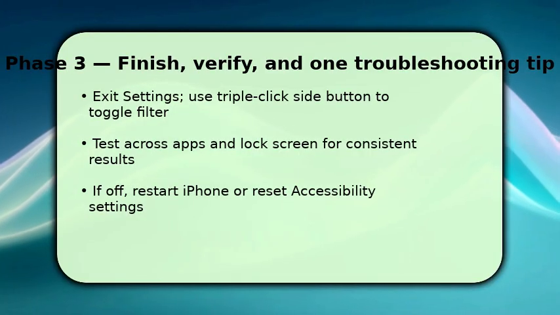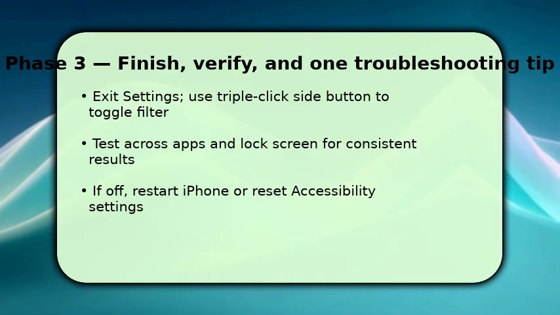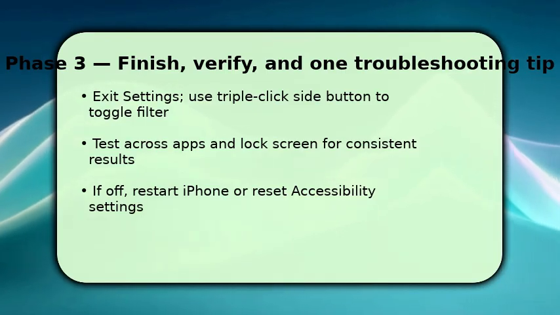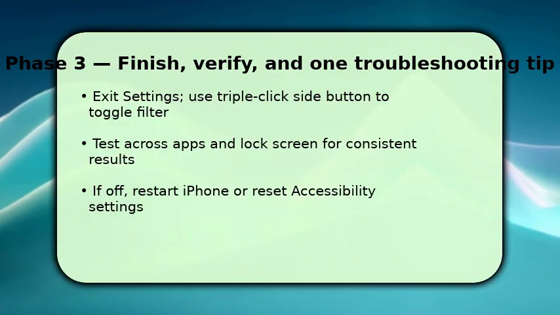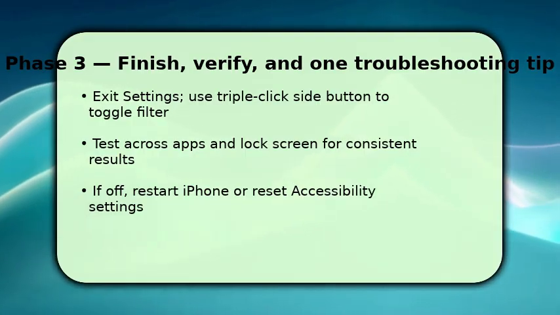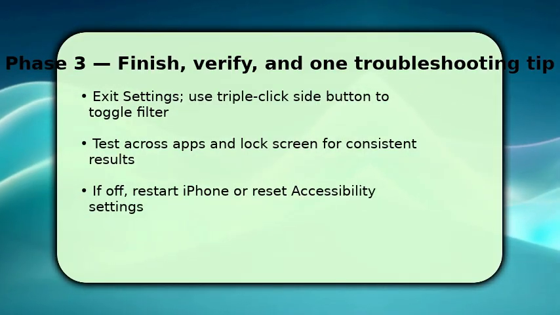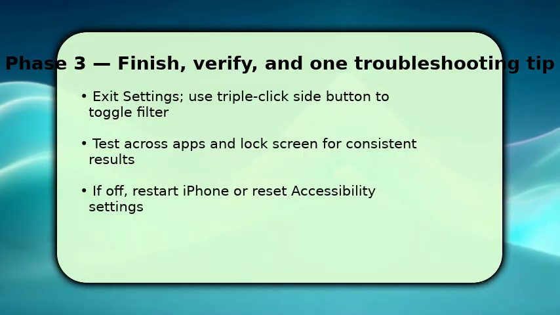If colors revert or don't apply, restart the iPhone, check for iOS updates, and confirm the accessibility shortcut is assigned. If problems persist, reset accessibility settings only. That preserves data while returning display options to defaults.